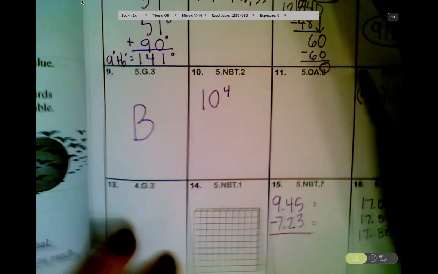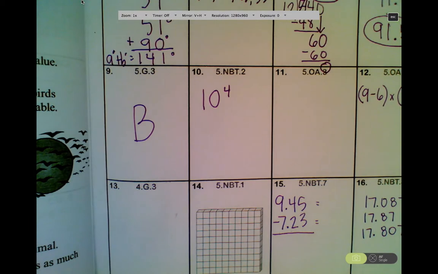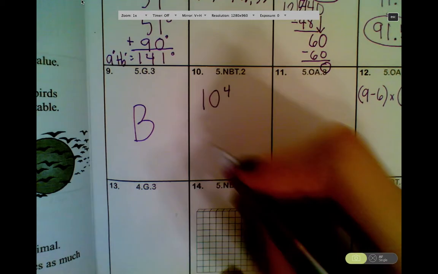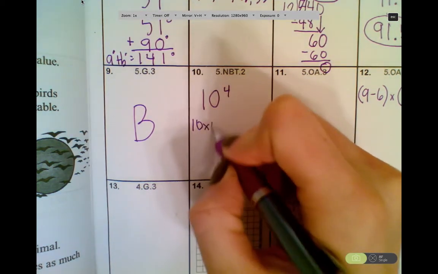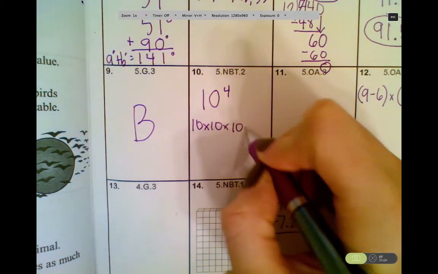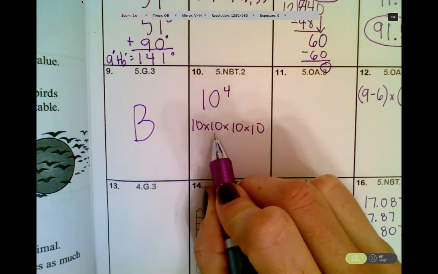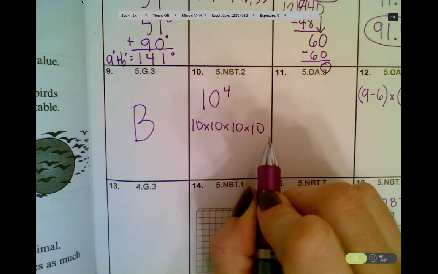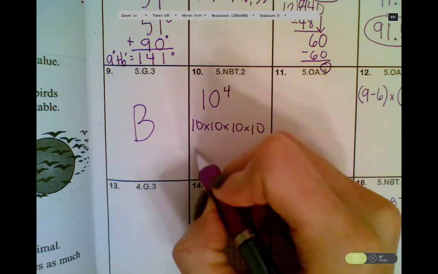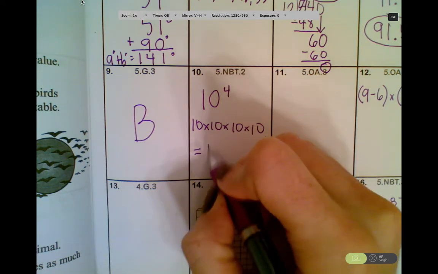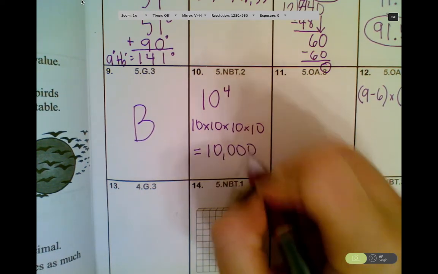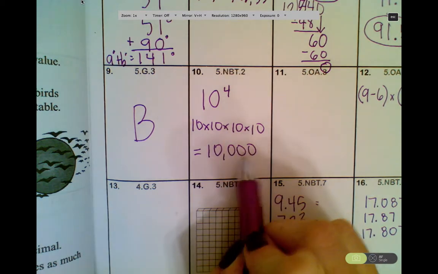Number 10, write the power of 10 as a product of the same factor. Find the value. 10 to the 4th power would look like this: 10 times 10 times 10 times 10. And your answer, or the value, is 10,000. There's 4 zeros.